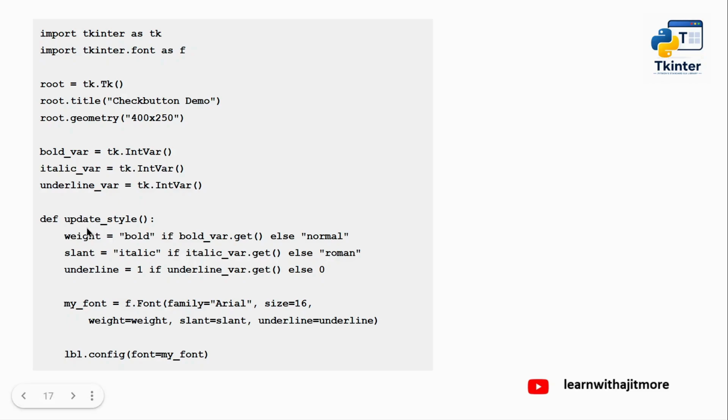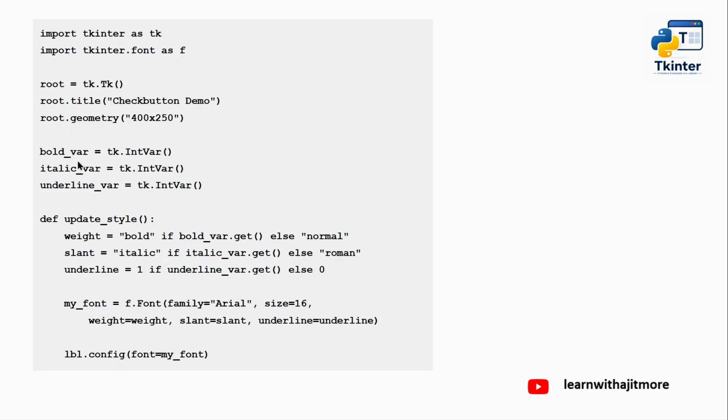So first what we are doing in this function, checking what value is there in this bold var. If the value is 1, it will store string bold in weight. Otherwise, it will store string normal in weight. This is like a ternary operator of C. You can make use of Python if else that way also. Actually, it is a Python if else, but it acts like a ternary.